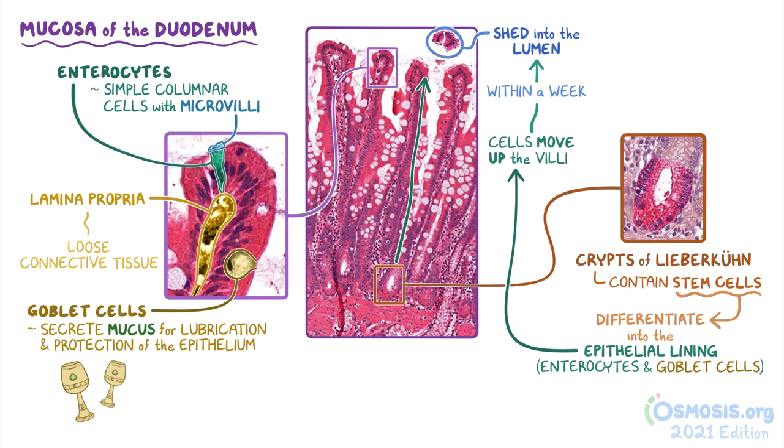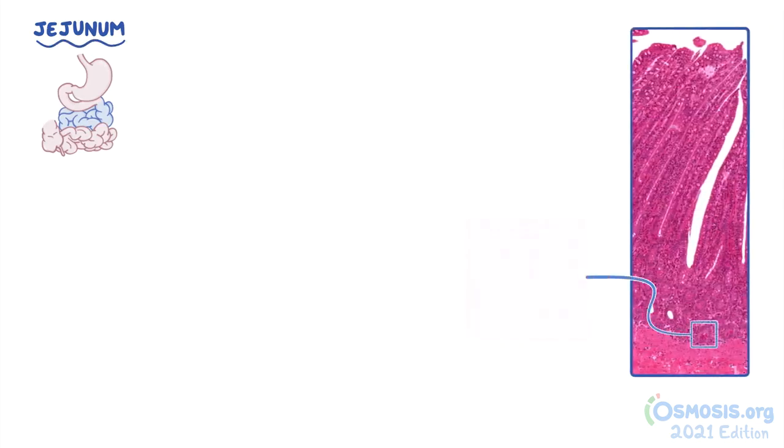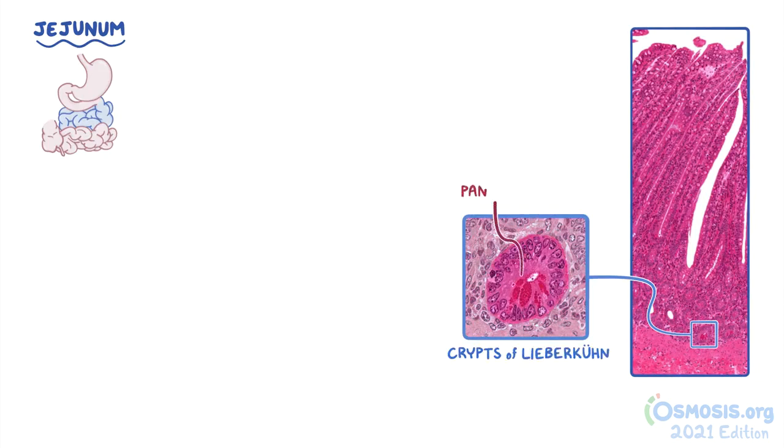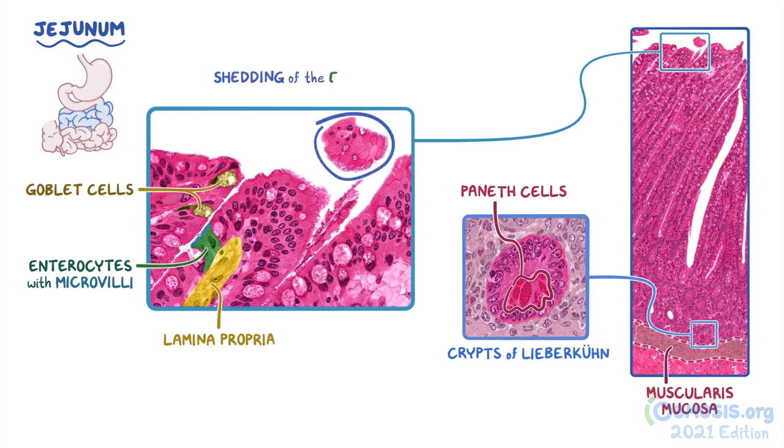Some of the crypts in the small intestine have cells with very eosinophilic, or pink, granules. These cells are called Paneth cells, and they help provide an innate immune defense against intestinal pathogens. And finally, underneath the villi, crypts, and lamina propria is a thin supporting layer of smooth muscle called the muscularis mucosa. If we look at a section of the jejunum, we can see that the mucosa shares the same characteristics we saw in the duodenum's mucosa, including the crypts of Lieberkühn, Paneth cells, enterocytes with their microvilli, goblet cells, lamina propria, muscularis mucosa, and the shedding of the epithelial lining.